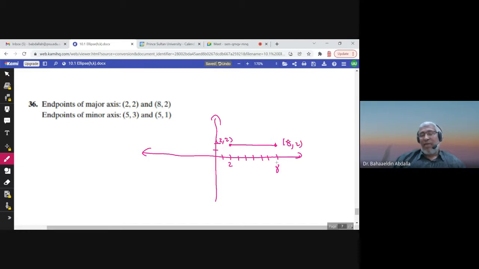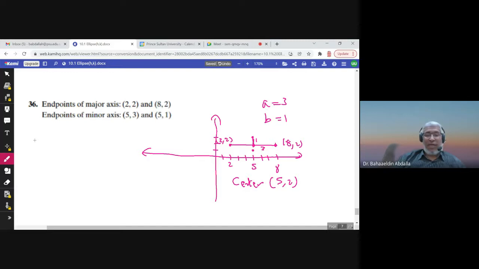You can add 8 plus 2, 10 over 2, it's 5, because this is how we find the midpoint. Or you can just figure it out. This is the center. So the center has coordinates 5 and 2. What about the endpoints of the minor axis? 5, 3 and 5, 1. So what is b? b is 1. What is a, by the way? a is 3, because it is the distance from the center to the vertex. So this is 3, this is 1.